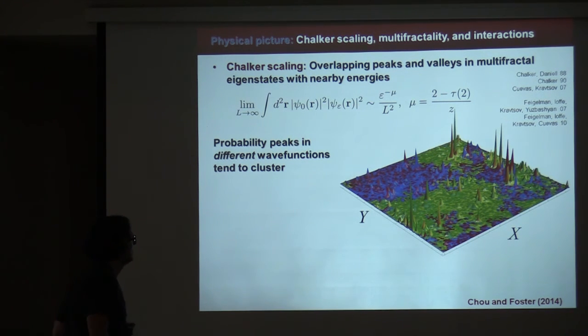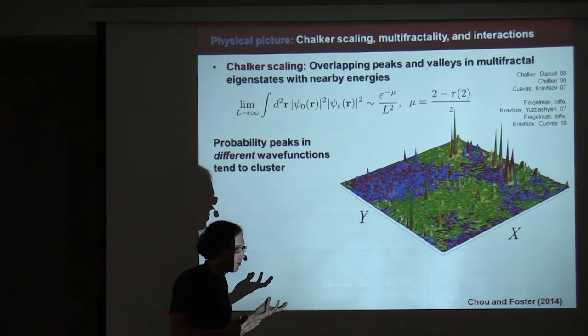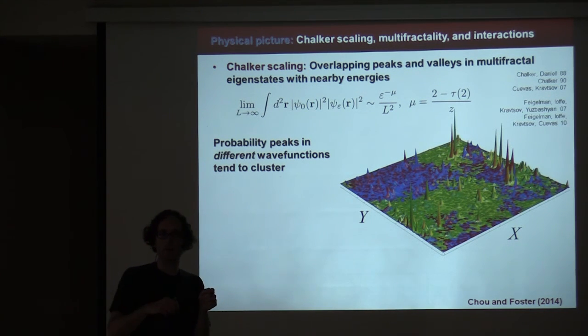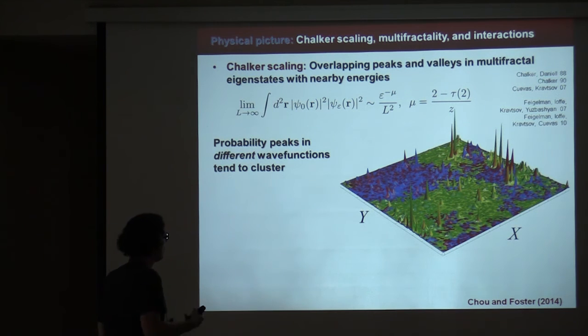So for us, what we're going to ask is whether interactions are really irrelevant or relevant if I turn them on in the presence of disorder for this Majorana surface fluid. There's an additional ingredient, which I think is not that well known outside of the Anderson localization community, which is really quite amazing, and that's something called Chalker scaling. So the idea is the following.